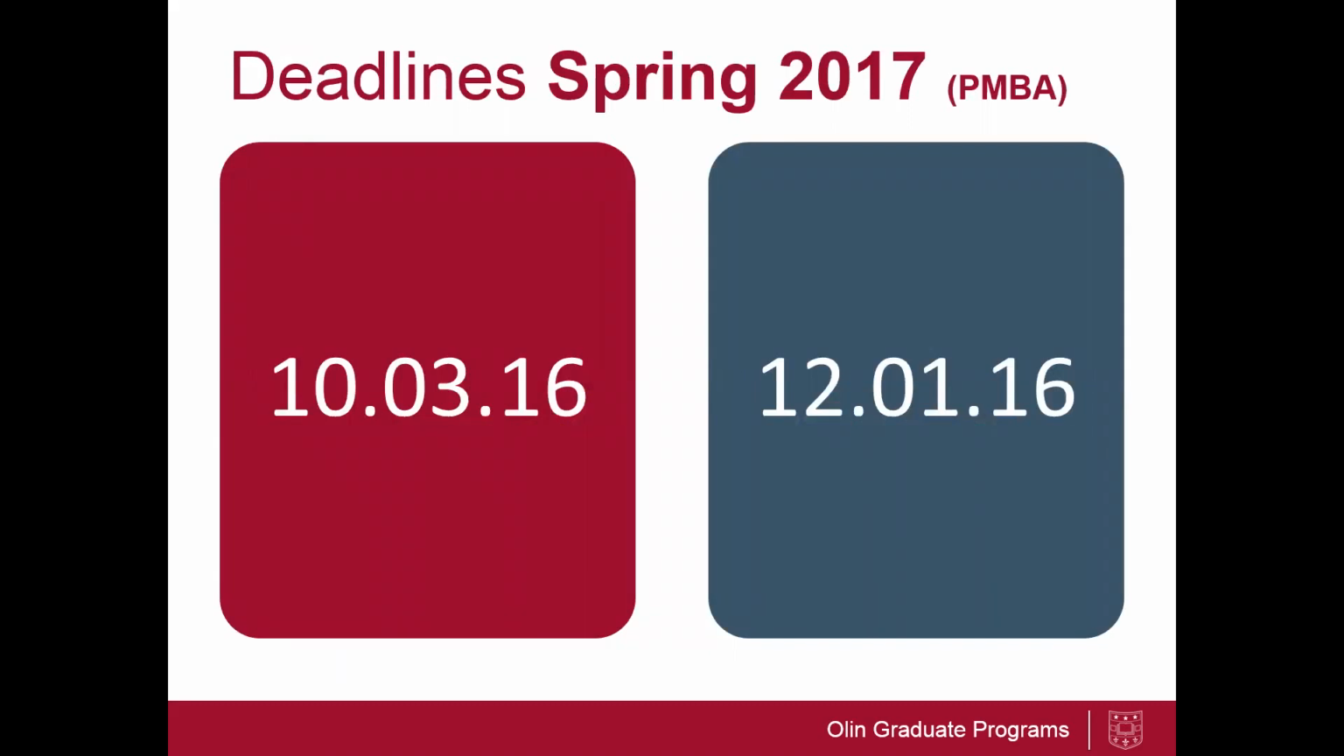Deadlines. So for spring of 2017, these are for our professional MBA students. Our first round deadline, this is also for January start, is October 3rd. So just a few days away. If you're prepping, don't rush. You have plenty of time to finish it. And then the second deadline is December 1st.